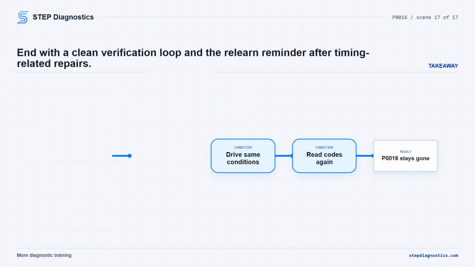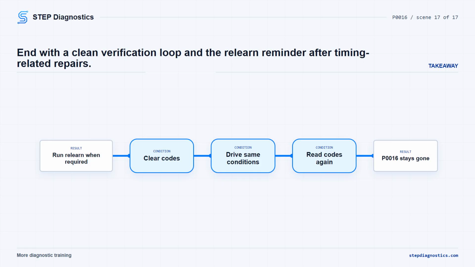Keep verification separate from the testing. After the indicated repair, clear the code, reproduce the operating conditions that set it, and confirm P0016 stays gone. Also remember the relearn requirement. The cam/crank relearn is required anytime there has been a repair or replacement made to a CMP sensor and/or CKP sensor, flywheel, valvetrain, timing chain, or gears.